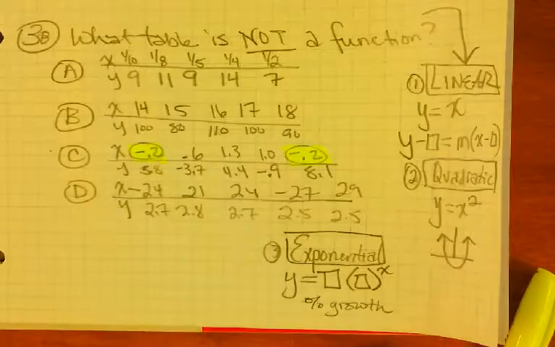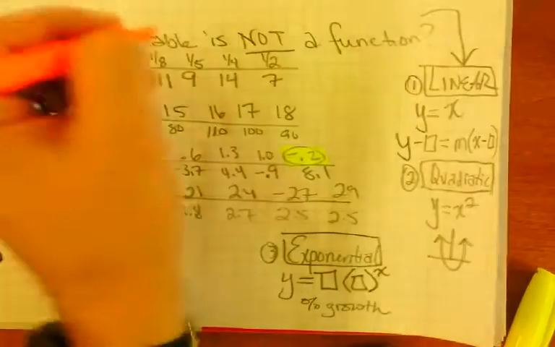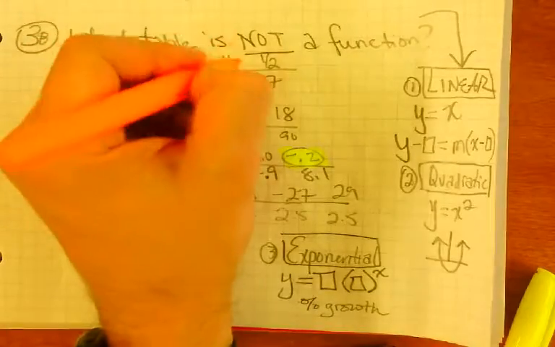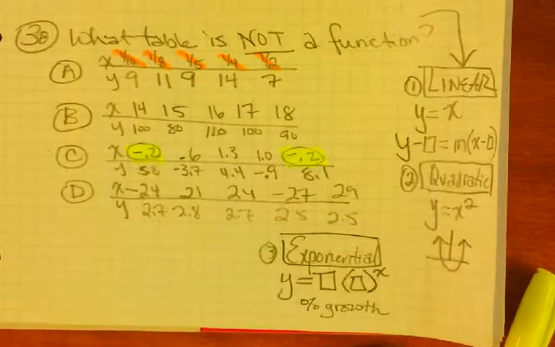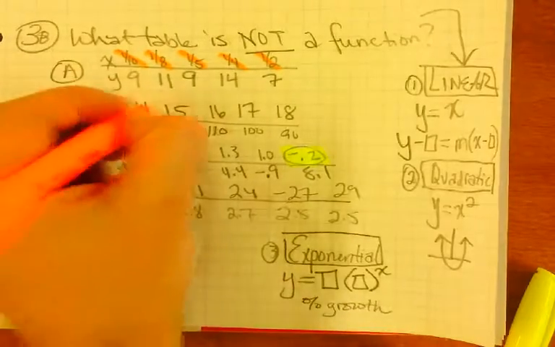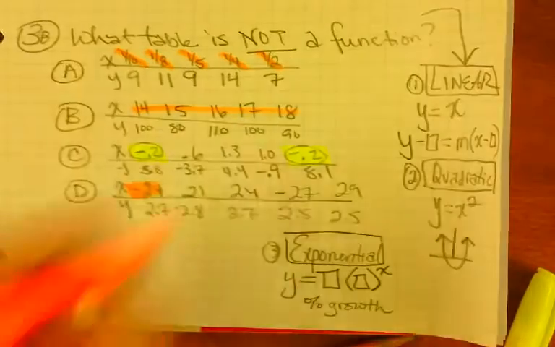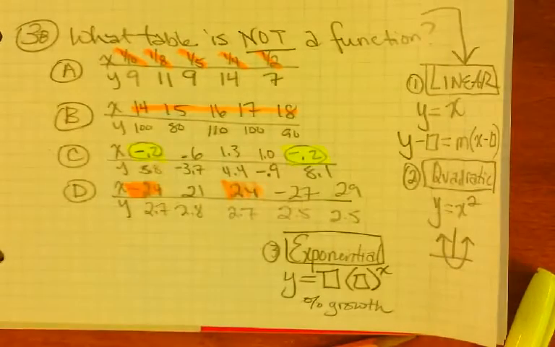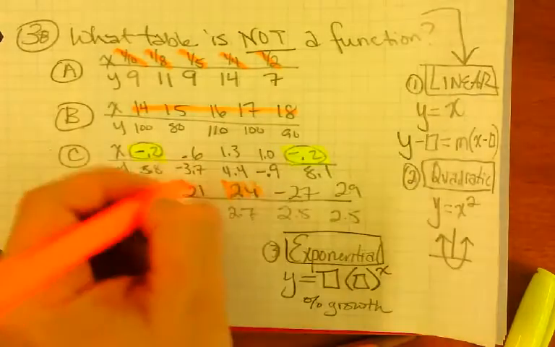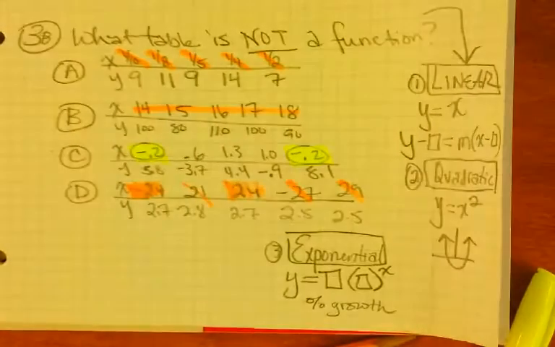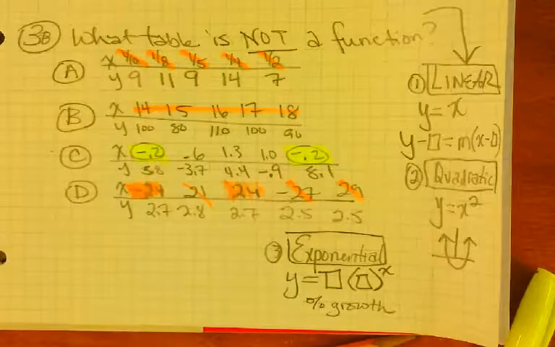So you can just look across your x's here. 1 over 10, 1 over 8, over 5, over 4, over 2. They are different here. Negative 24, positive 24. They are different. They are different. Okay? I know that.